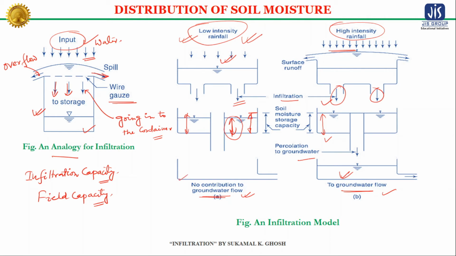Okay, now apart from the groundwater flow, the high intensity rainfall also contributes to the surface runoff. Okay, but the low intensity rainfall does not contribute to the surface runoff as well.